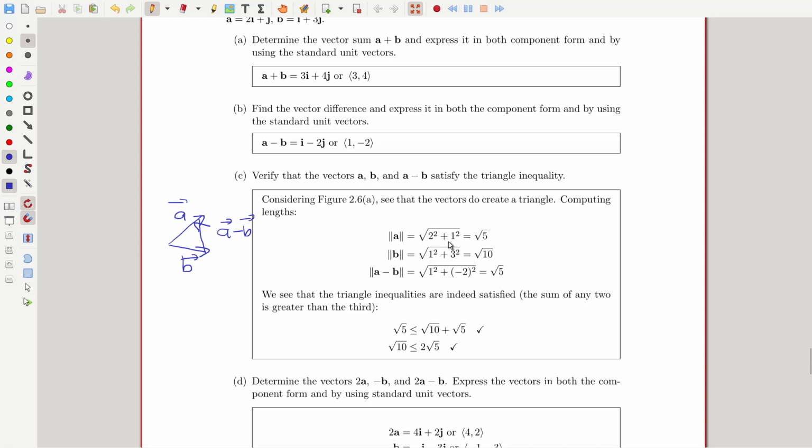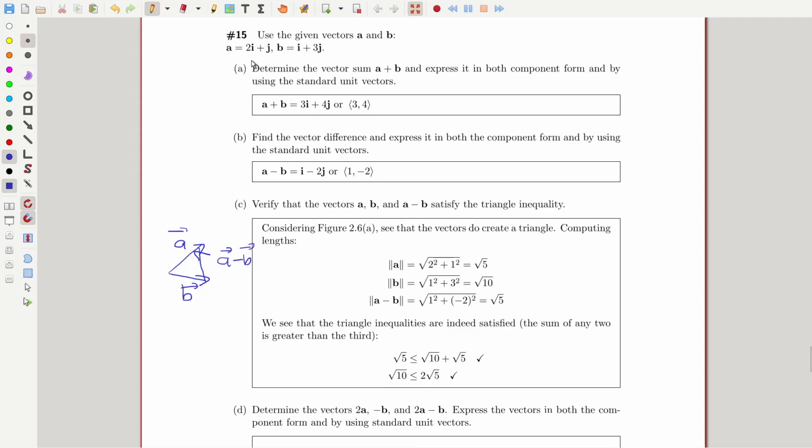A is, let me scroll up a little, A is here. So we do the distance formula to that. You square the x component, square the y component, add them together. Let's take the square root, so you get root 5. For B, B is this vector, so it's 1 squared plus 3 squared, so you get square root of 10. And then the difference, well, we computed the difference in the previous part, so we can just do the distance formula to that. It ends up being 1 squared plus negative 2 squared, so you get 1 plus 4, take the square root, you get root 5. So these are the three lengths of the sides of this triangle.